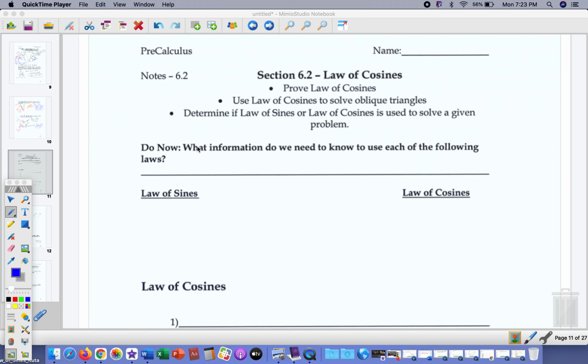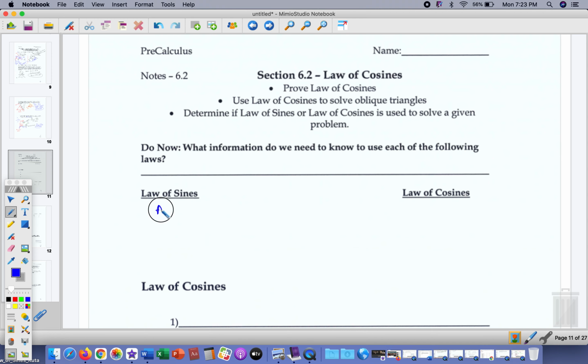Page 7. We're now going to look at law of cosines. If we remember from law of sines, we use law of sines when we have angle, angle, side, angle, side, angle, and side, side, angle. Remember, with side, side, angle, there could be no solution, one triangle, or two triangles.